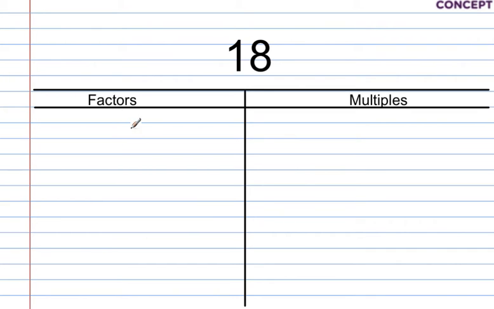Okay, so let's try the number 18. Pause the video now, write down the factors for 18, all the factors you can think of, and the first 4 multiples of 18.